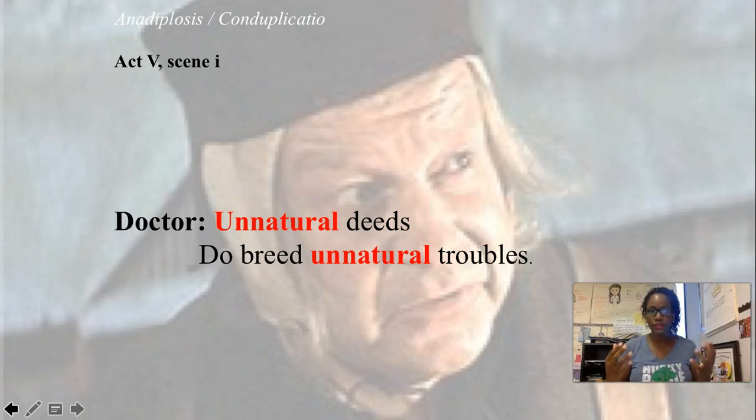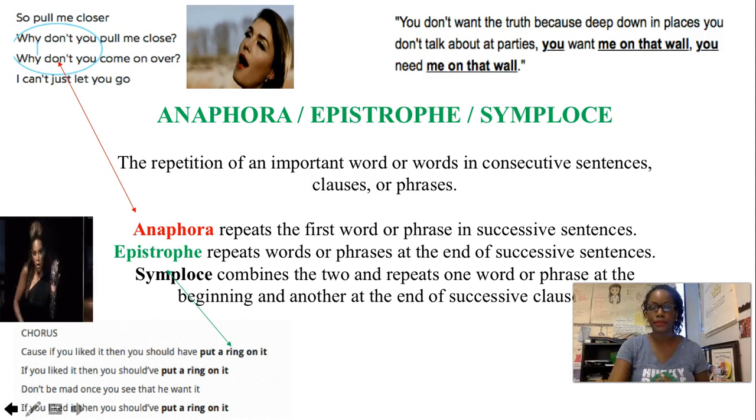If you've been asked to observe this video, then it's for you to look at the repetition. And ideally, if you can recognize the repetition in Shakespeare, you really can recognize it in just about anything. So, "unnatural deeds," right? We see it. "Do breed unnatural troubles." So there you have it for those two examples.